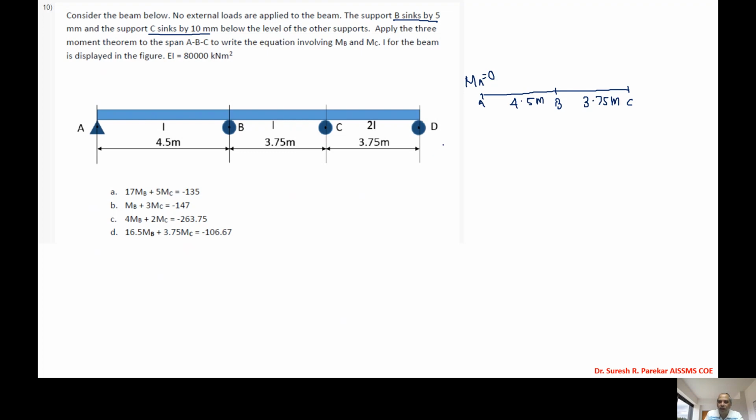Now we know the formula: MA into L1 plus 2MB into L1 plus L2 plus MC into L2 is equal to 6 EI in bracket delta 1 upon L1 plus delta 2 upon L2. Now how do we consider delta 1 and delta 2? That is most important. I will draw another diagram over here. We have A over here, B over here, and C over here.